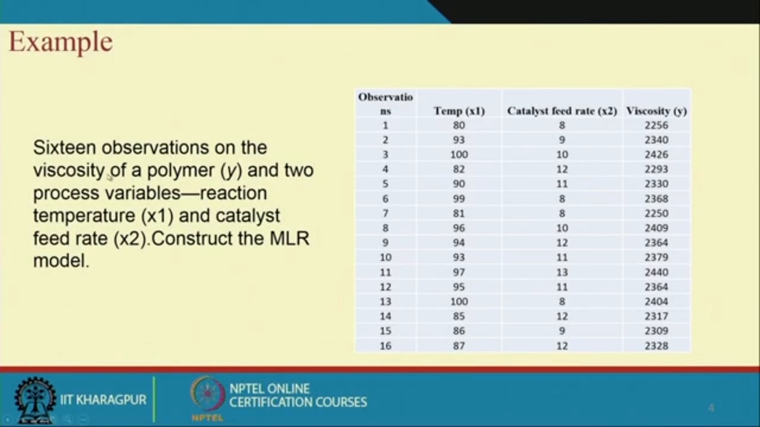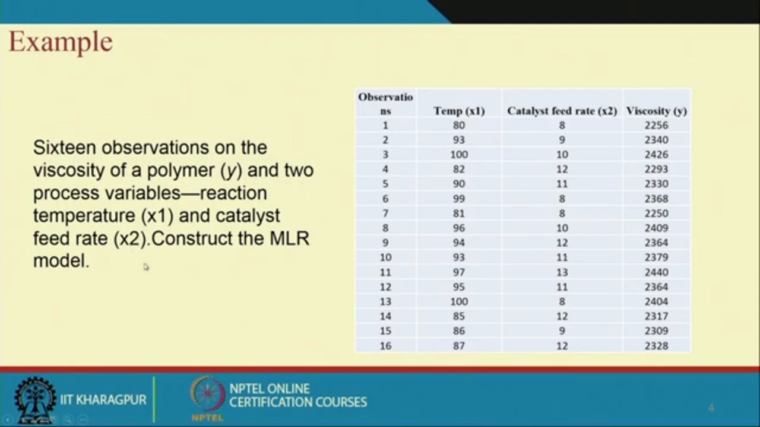Okay. So, now let us see one example here. Suppose the viscosity of a polymer is of importance, whose behavior we want to assess, and we also want to characterize this with reference to two process variables, reaction temperature x 1 and catalyst feed rate x 2. Suppose we assume that they are linearly related. It may be that they are not linearly related, but we are assuming that they are. Another assumption is that x 1 and x 2 are independent in nature.